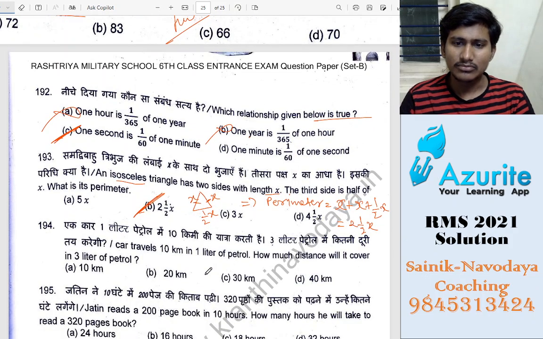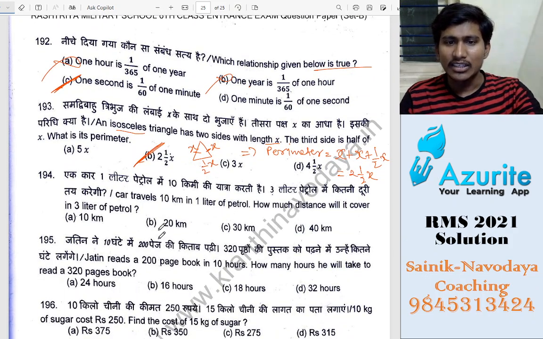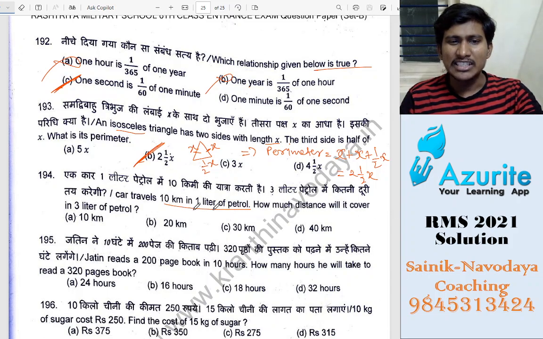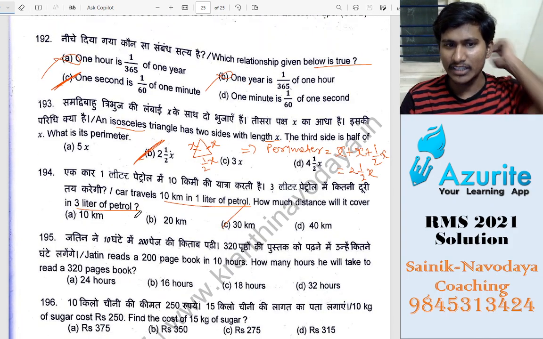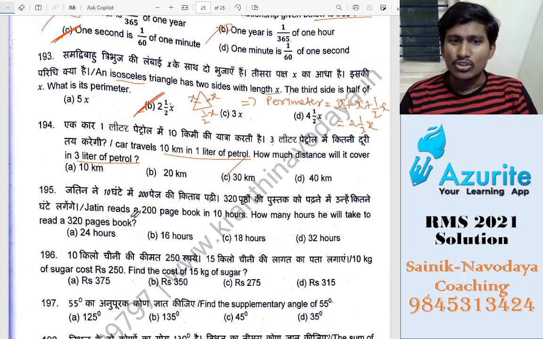Good. Next here, a car travels 10 km in 1 liter. How much distance will it cover in 3 liters? Very easy. 30, right? Yes, answer C. Okay? Very easy. Now 195.